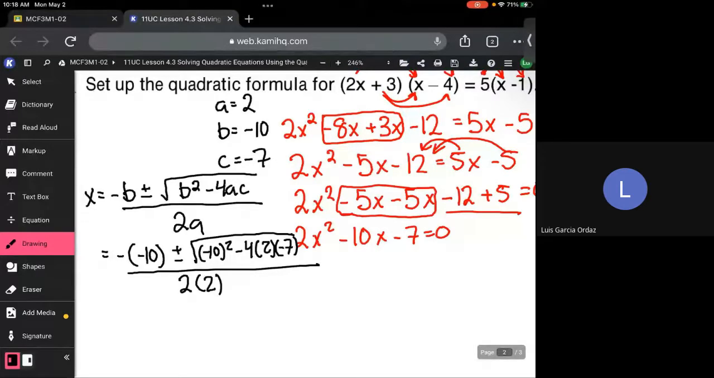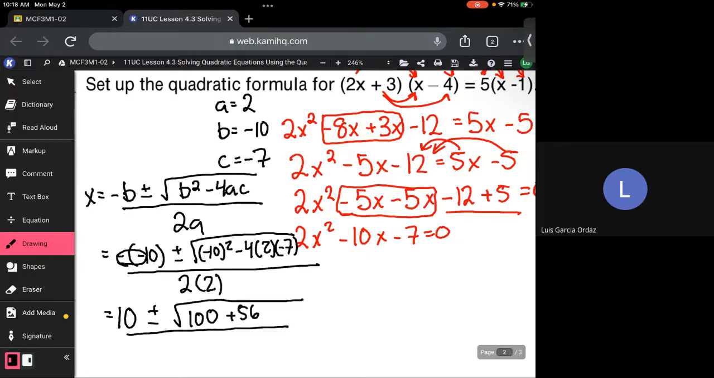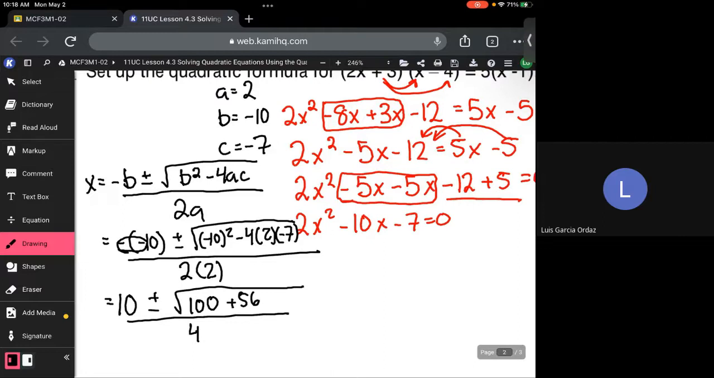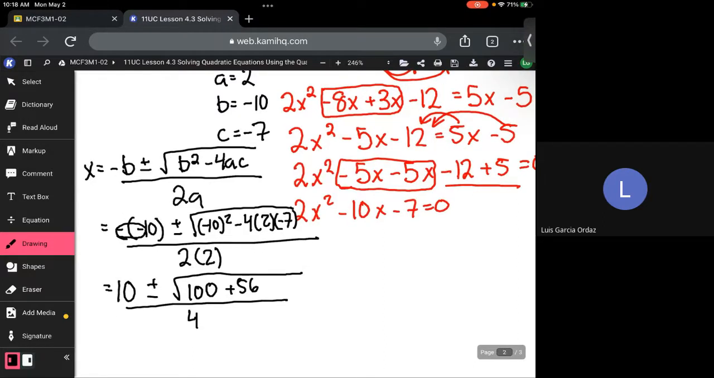So when I have my negatives like this together, it becomes positive. So I get 10 plus or minus. What's negative 10 to the power of 2? 100. Okay. And then what's negative 4 times 2 times negative 7? Plus 56. And 2 times 2 is 4. So now I'm left with 10 plus or minus the square root of 156 divided by 4.